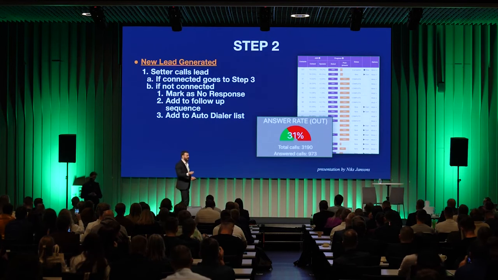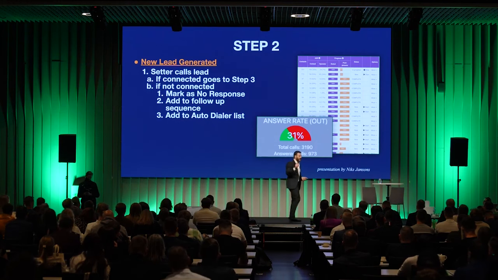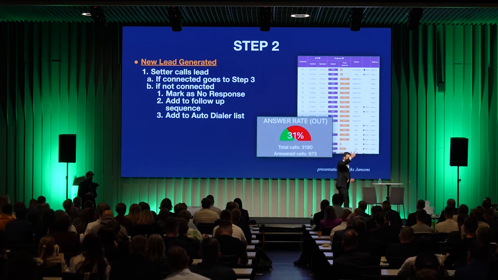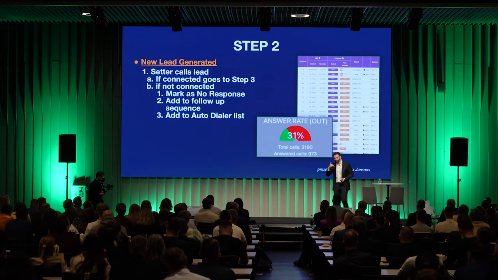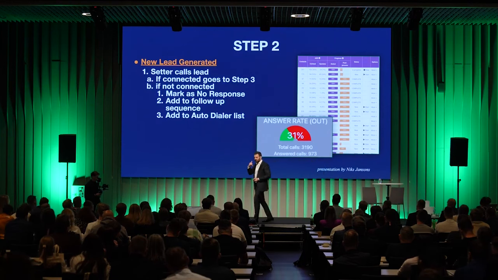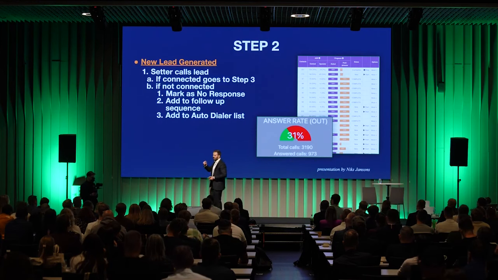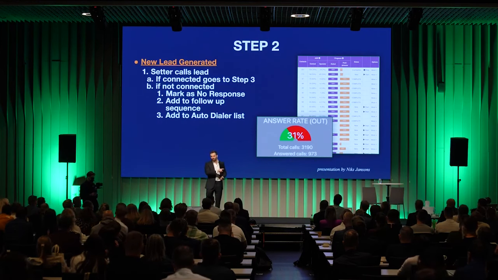Step number 2, the setter is calling the leads, okay? If the setter connects with the lead, we go to step number 3. If the setter does not connect with the lead, we do a triple dial, which means we call that lead 3 times in a row. I call you, you don't pick up the phone, I call you again, you don't pick up, I call you again, okay? Then we mark this lead as did not respond, and we add follow-up sequences to this lead specifically. And then we add this lead to an auto dialer.